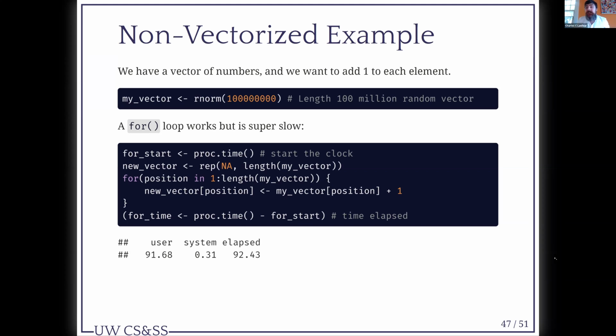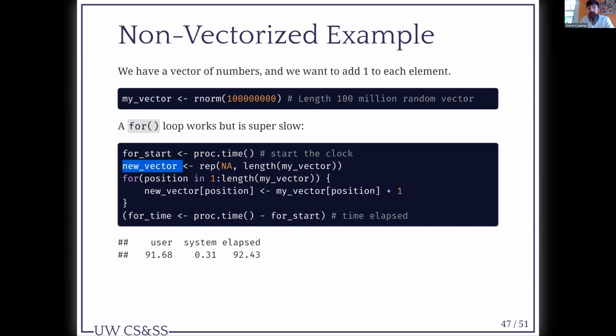So if I wanted to add 1 to each element, I could do something very dumb. I could write a loop to do it. What I'm doing here is proc.time. Proc.time takes the current system time in R, okay? I assign it to start. This allows me to start a clock in R so I can time how long it took this garbage loop to run. Anyway, I'm going to pre-allocate a new vector. It's just going to be NAs for length equal to my vector. So I just created a vector of 100 million NAs.